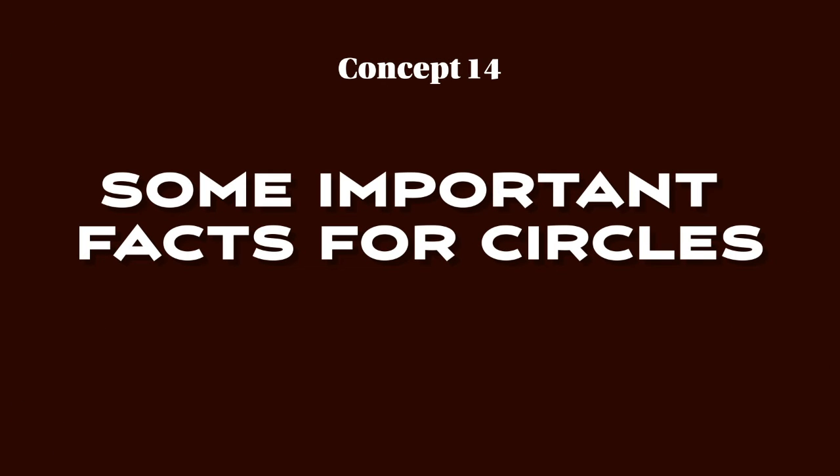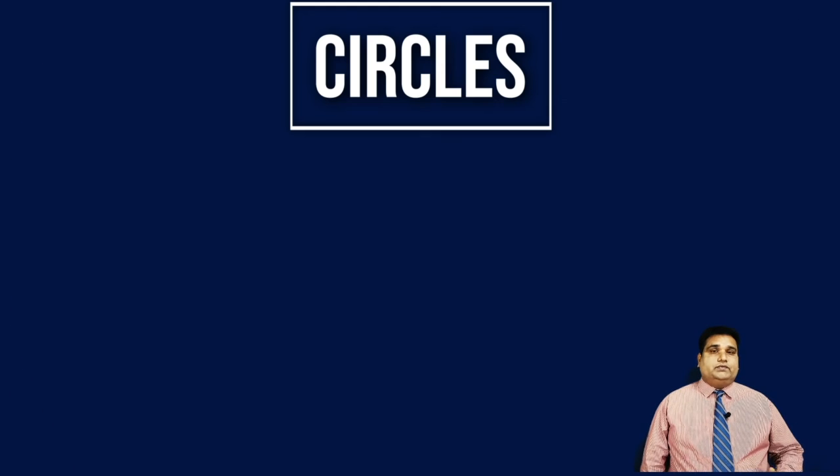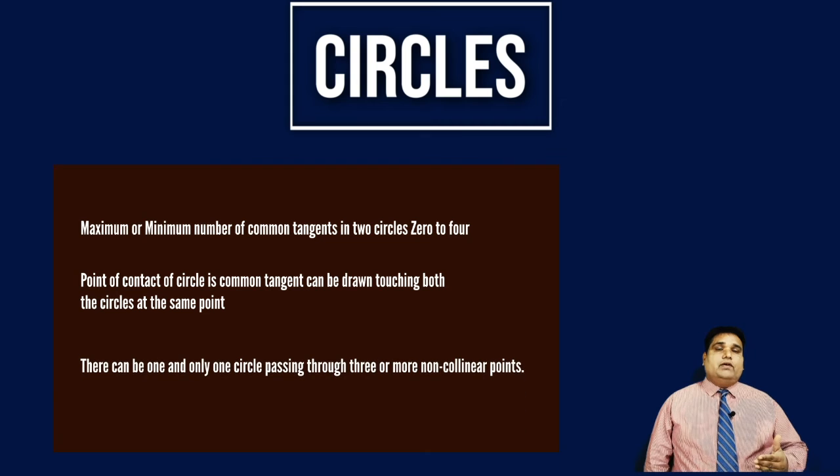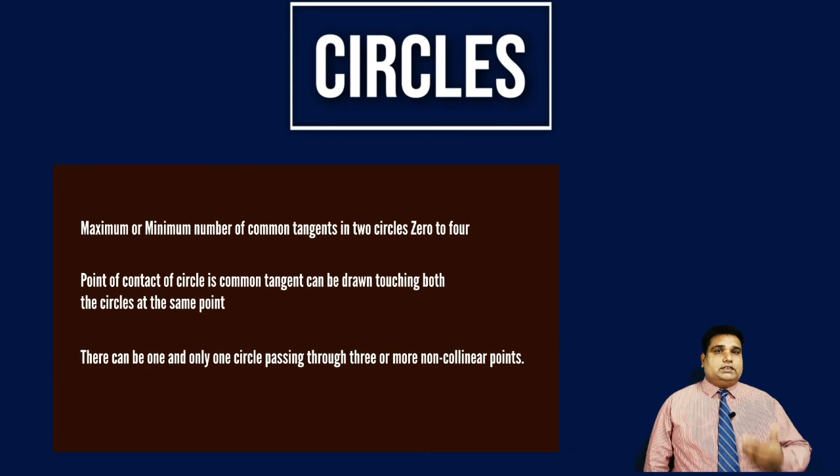Concept 14, some important facts for circles. So the first very important fact about the circle is what? That the maximum or minimum number of common tangents of circles is 0 to 4. We can form a maximum of 4 common tangents, and a minimum of 0 common tangents.